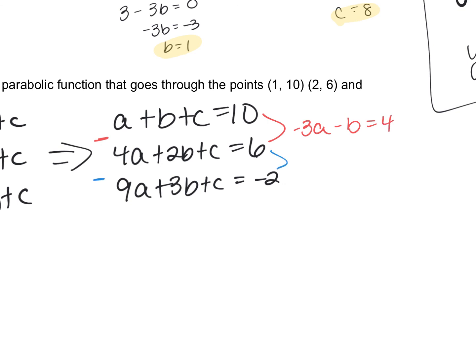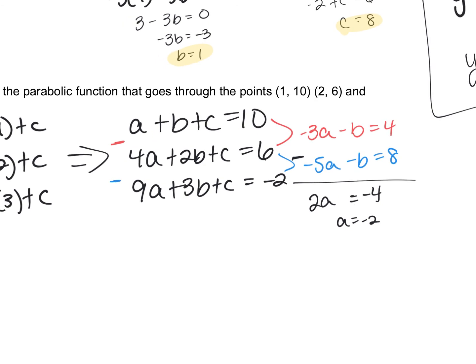All right, the next one I also need to subtract. So 4a minus 9a is -5a. 2b minus 3b is -b. And 6 minus -2 would give me 8. All right, so looks like they're the same sign on this one. That's okay. I can subtract again, but be very, very careful because there are negatives for days. So negative 3a minus negative 5a, that would become positive 2a. Negative b minus negative b, cancel. 4 minus 8 would be negative 4. So then a must be negative 2.